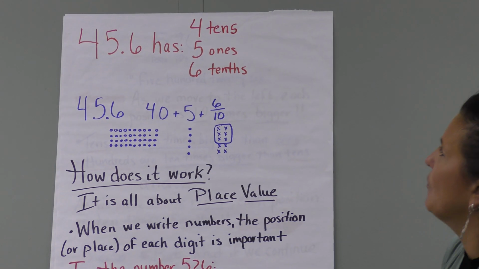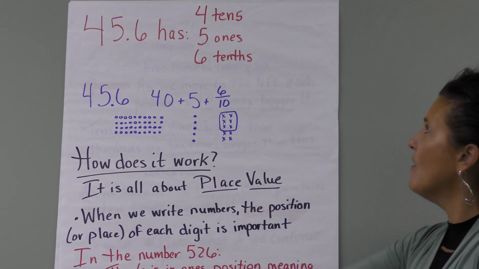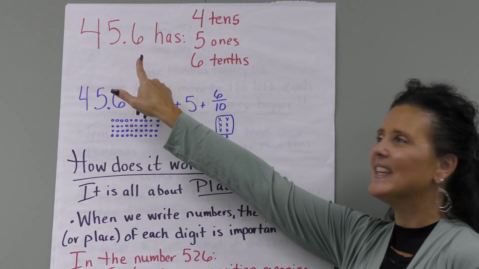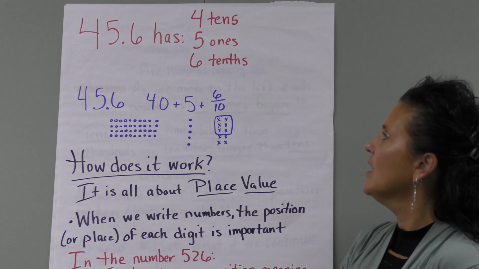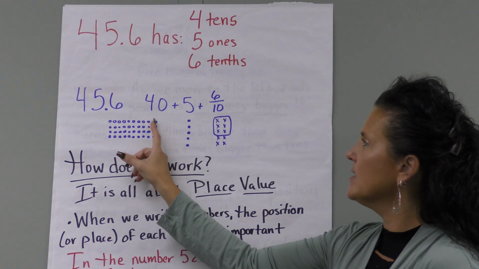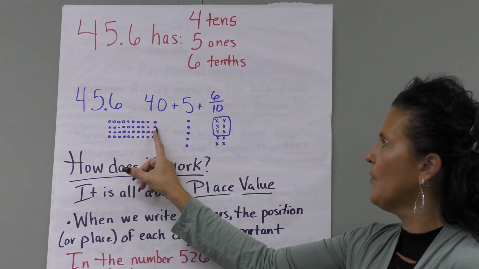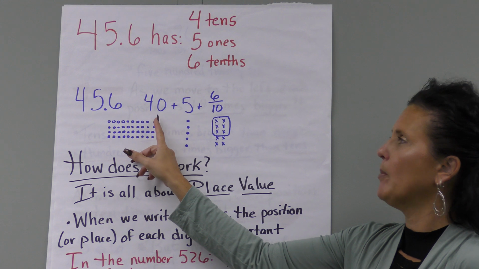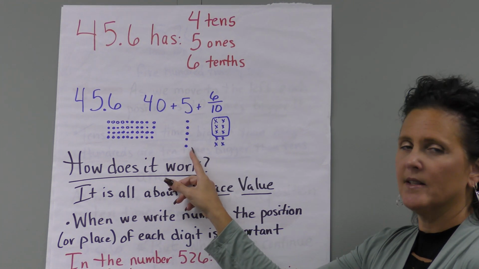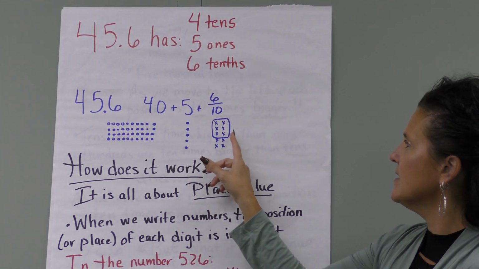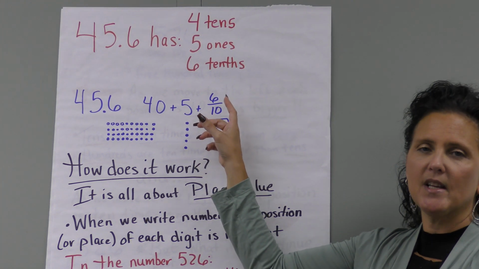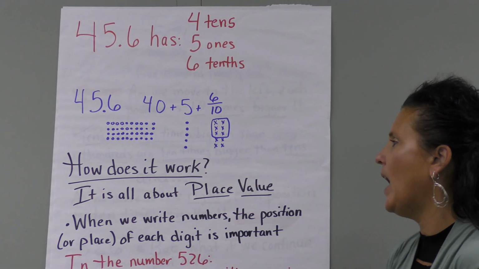So here's our number, 45.6. We have 4 tens, 5 ones, and 6 tenths in this number. And then what I did here was kind of just break it down so you could see how many of each. So here is one row of 10 dots, and we have 4 rows of 10 dots. That represents our 40. And then here are 5 dots, which represents our 5 ones. And then here are 10 X's, and then 6 of them are squared in here or circled, and that represents our 6 tenths.